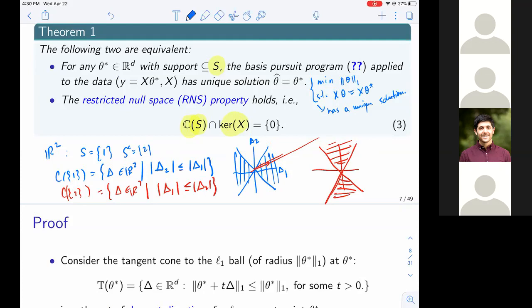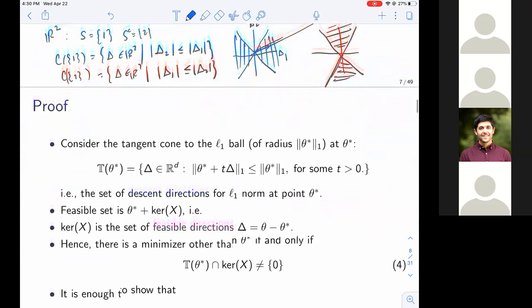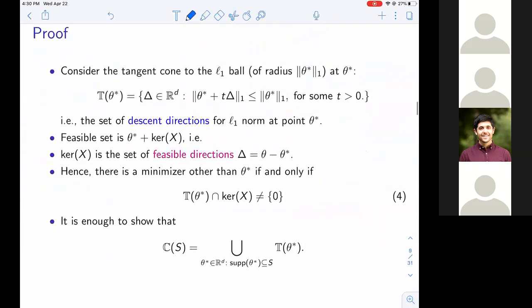Okay, so let's see the proof. Maybe it becomes a little more clear. So the proof is an interesting geometric proof, basically.